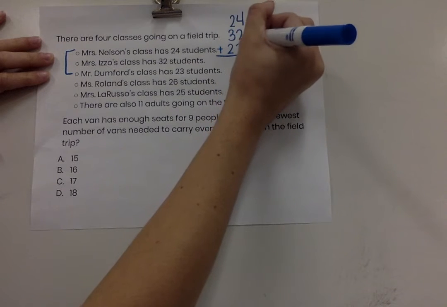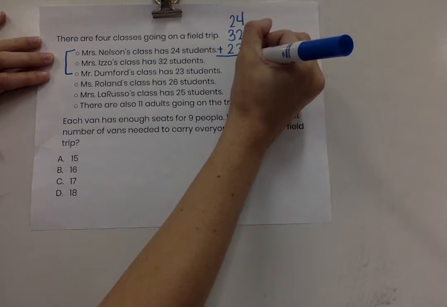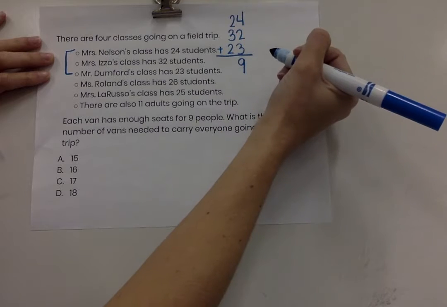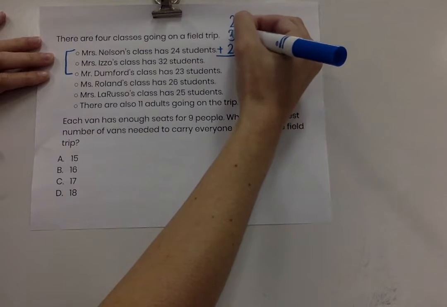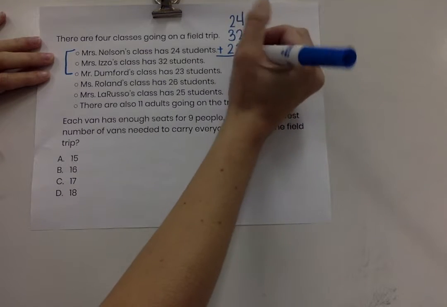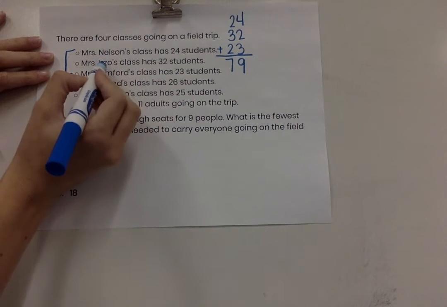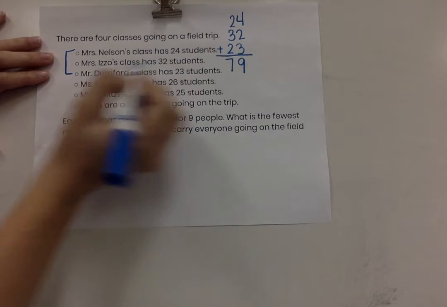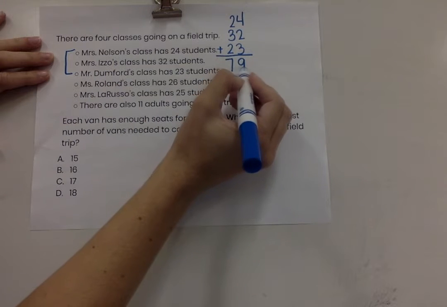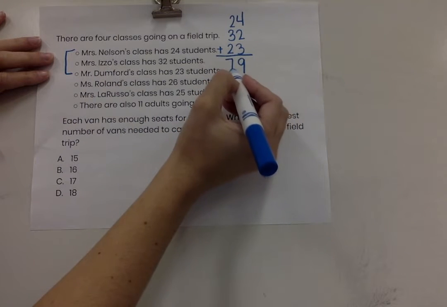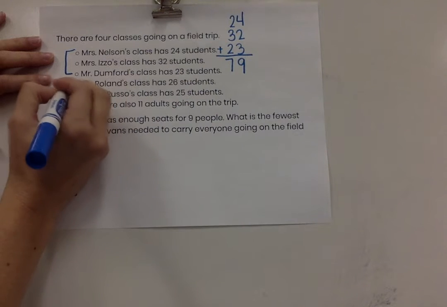I know that 4 plus 2 is 6, plus 3 is 9. I know that 2 plus 3 is 5, plus 2 is 7. So with Miss Nelson, Mrs. Izzo, and Mr. Dunford's class, we have a combined number of 79 students.